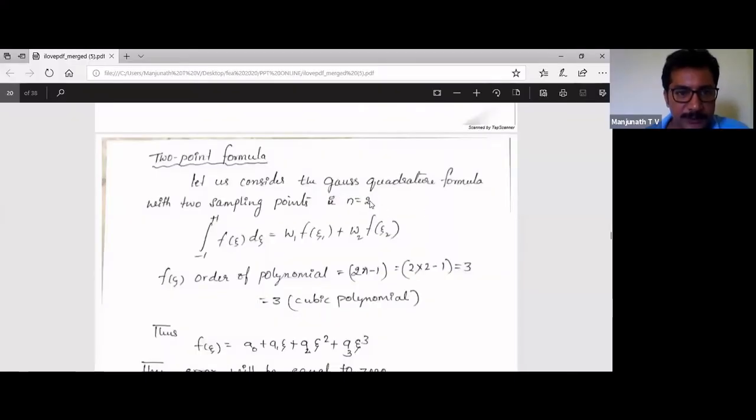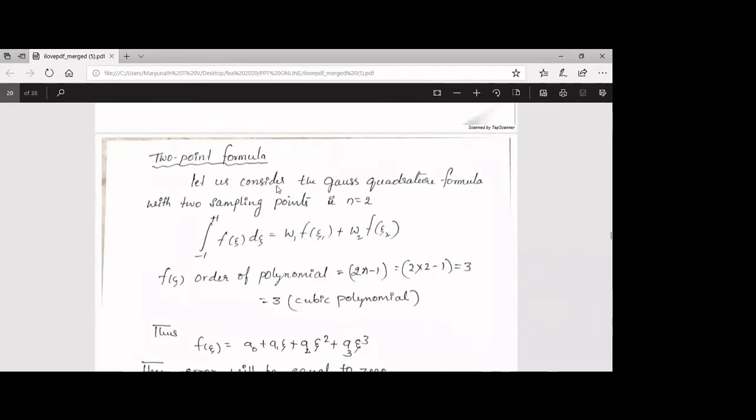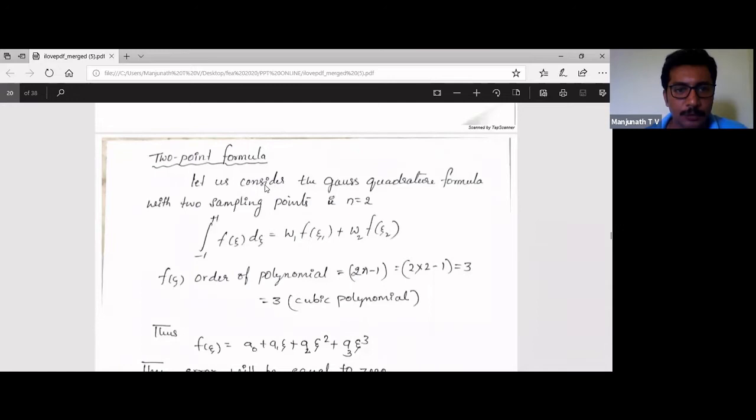Today we are going to discuss 2-point sampling methods. So what is the Gauss quadrature formula if we consider 2 sampling points? That is what we are going to discuss. What will be the weights w1, w2 values and also the sampling points zeta 1, zeta 2 values for the Gauss quadrature formula if we consider 2 points?